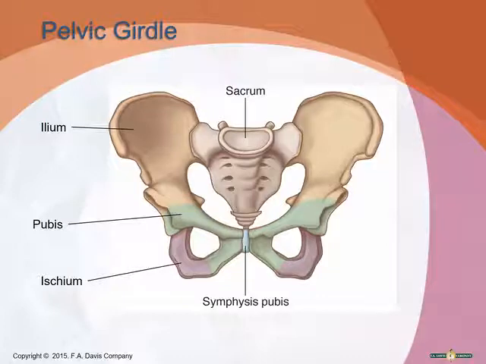Each os coxae is really 3 bones fused together. The ilium, which we commonly refer to as the hip bone. The pubis is in the middle, and then the ischium is this very bottom part. These 2 you can see fused together at the symphysis pubis. And then in the back, it's not really pictured here, posteriorly, each os coxae articulates with the sacrum at the sacroiliac joint.